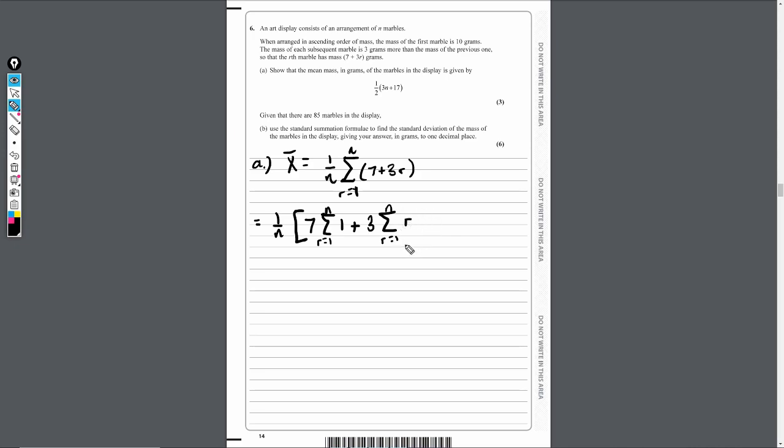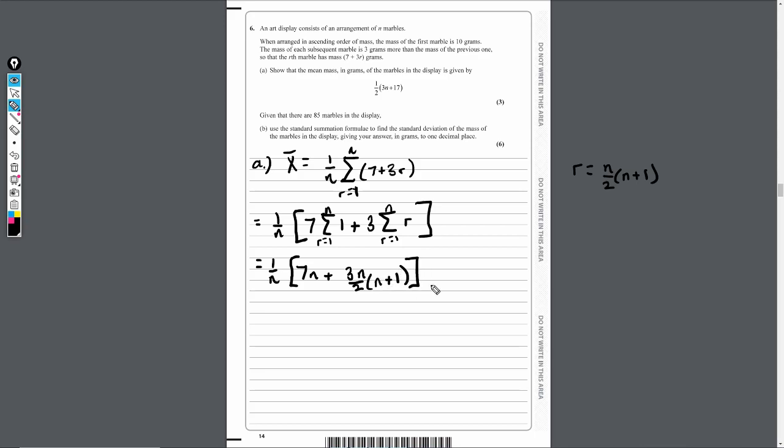Okay, and you need to use your standard formulas now for r, and in part B you will need r squared. So if we close that and we'll actually work this out, that's going to be 1 over n still on the outside. In the bracket now, if you take this summation from r is 1 to n of 1, that'll be n, times it by 7, you get 7n, plus 3 lots of r. Well, remember the standard result for the summation of r, that's going to be n over 2 times (n plus 1), so you've got 3 lots of that, so it's going to be plus 3n over 2 times (n plus 1).